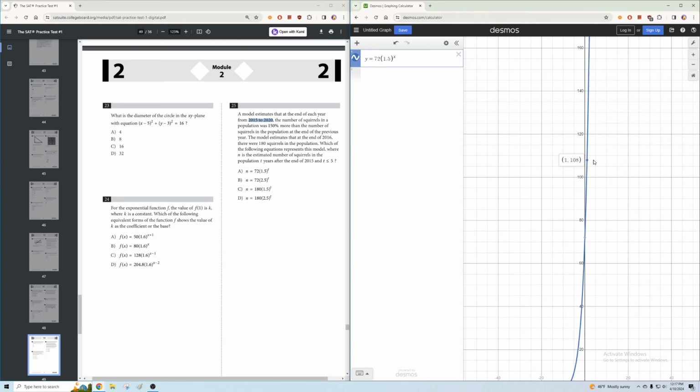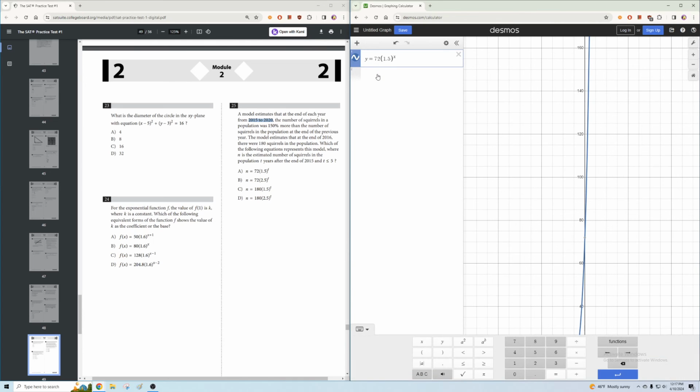Actually, yeah, look at that. 1 comma 108. So that's not 1 comma 180, so it's not going to be choice A here. What you could do instead is just type this as f of x and find f of 1. So that's not a match. Let's try the second choice. Hey, look at that.